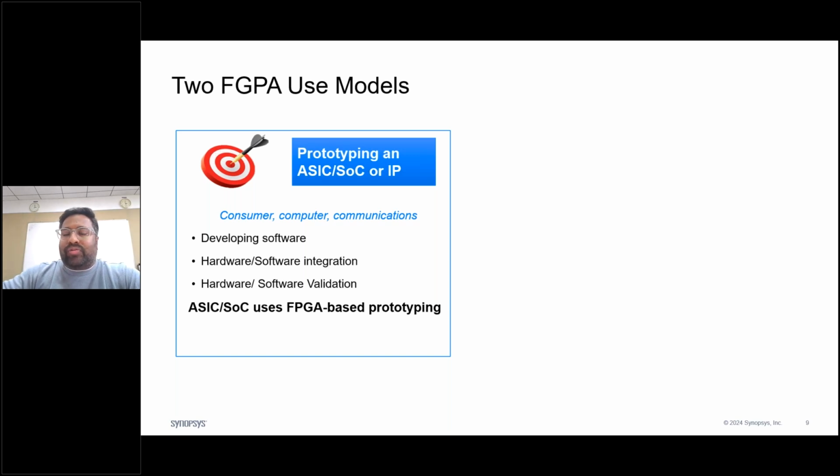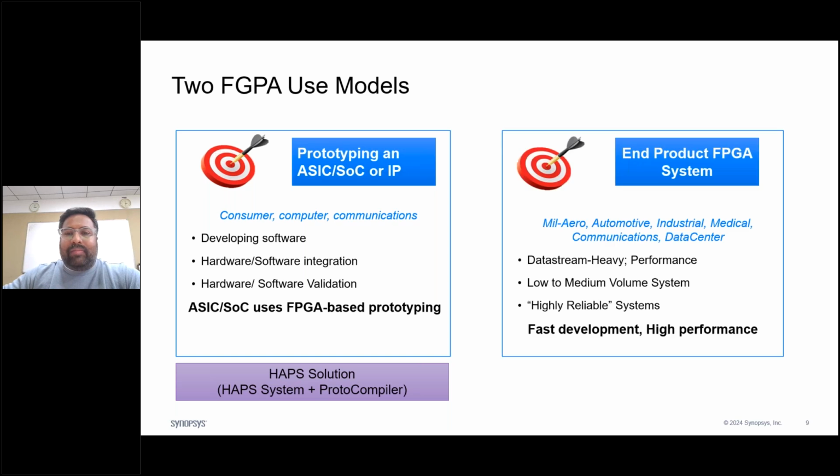FPGA can be used either for prototyping or for implementation. Implementation means your end application or end product uses your FPGAs. When we say we are doing prototyping, that will help to migrate your ASIC designs to be validated on your FPGAs. That is called ASIC prototyping. This will help with early access for software development, and it will also help with hardware and software integration and validation.